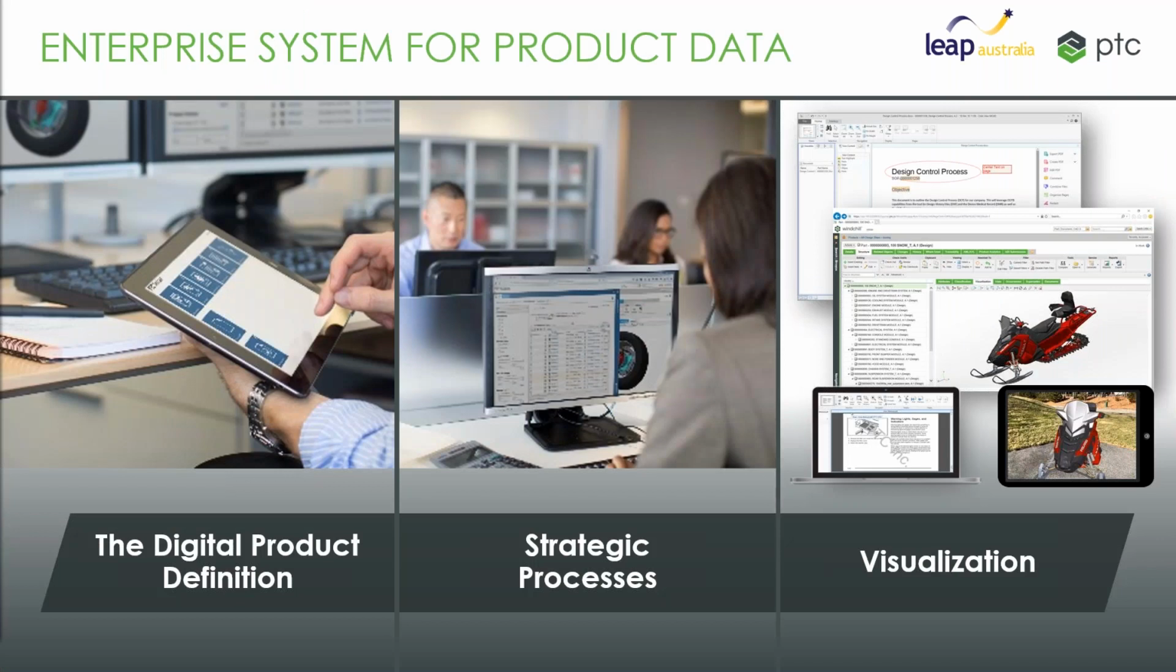So Windchill is really an enterprise system for your product data, and there are three main pillars to that. The first one is the digital product definition. So that's managing all of that digital content that you are creating, be that CAD documents, whatever. Lots of digital information being generated.